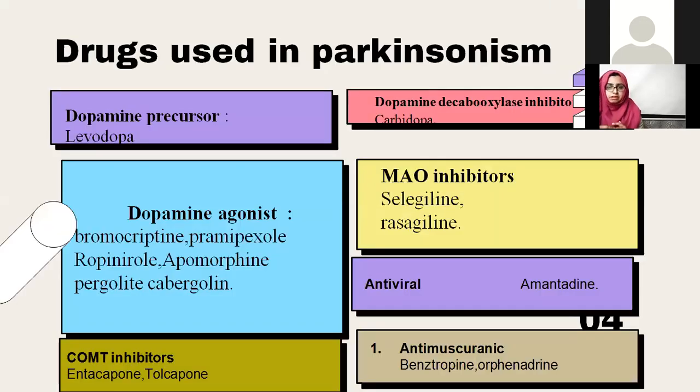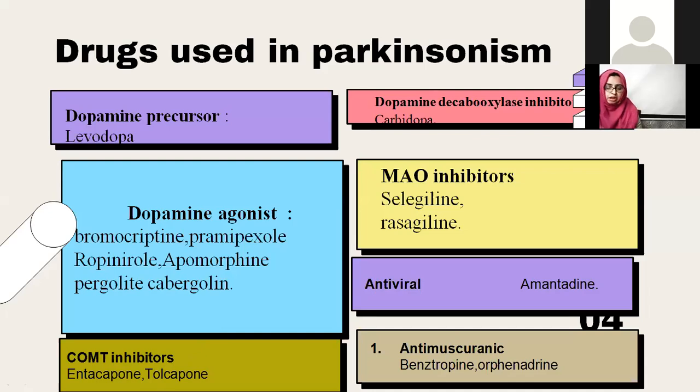So there are different drugs which can be used in treating Parkinson's disease. As the name indicates, we have to improve the dopamine. So we need a dopaminergic precursor, which is levodopa. And as it can be metabolized in the periphery, we need a dopa decarboxylase inhibitor, which is carbidopa. Then we have dopamine agonists, MAO inhibitors, COMT inhibitors, antiviral and antimuscarinic. Why do we need antimuscarinic? Because there is an excess of acetylcholine activity, right? So we can suppress it and it will help in improving the symptoms.